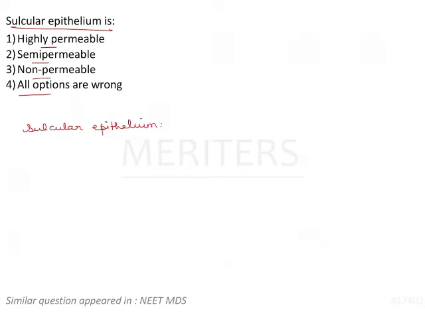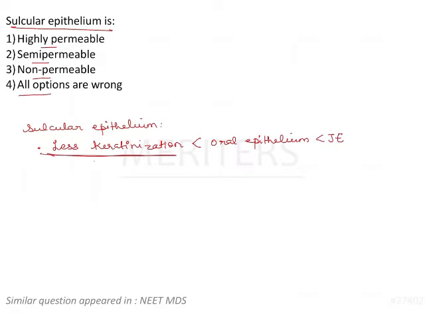Now this is very interesting because it is very similar to the oral epithelium, but it is lesser keratinized. The degree of keratinization of circular epithelium is lesser as compared to oral epithelium and also lesser than the junctional epithelium. So it can allow a few things to pass through it very easily. It will restrict a few things.